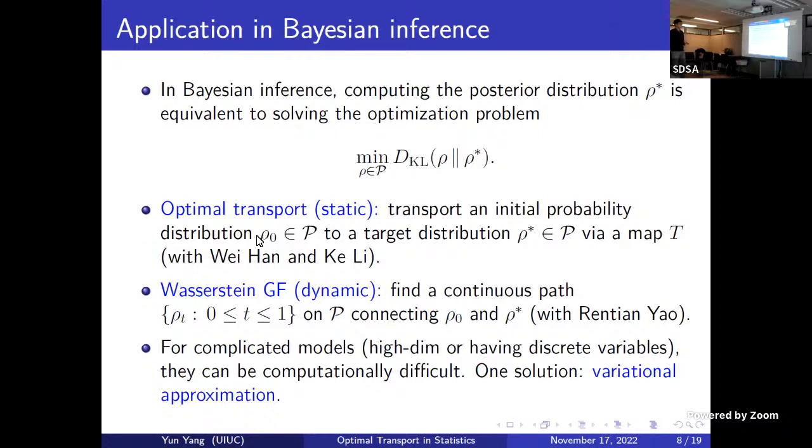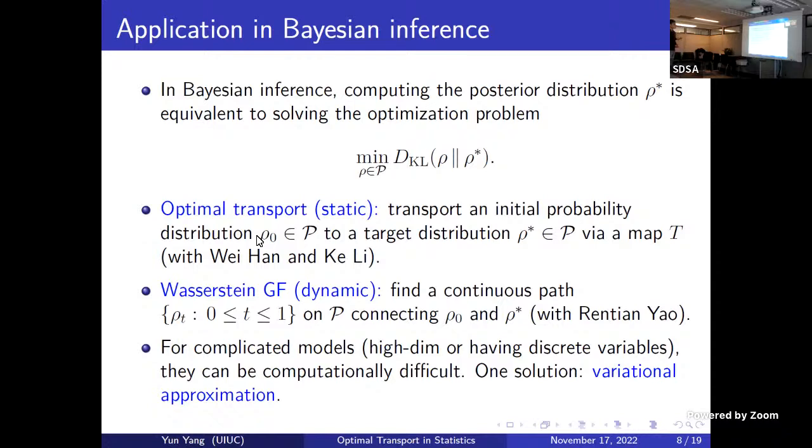So this actually is joint work with some earlier students, Wei Han and Ke Li, where we're trying to investigate certain properties of this map and how we can incorporate this theoretical property of T into the computation. And it turns out that this particular method is very nice because it has a very nice interpretation as well as gives you a very accurate approximation to the posterior.